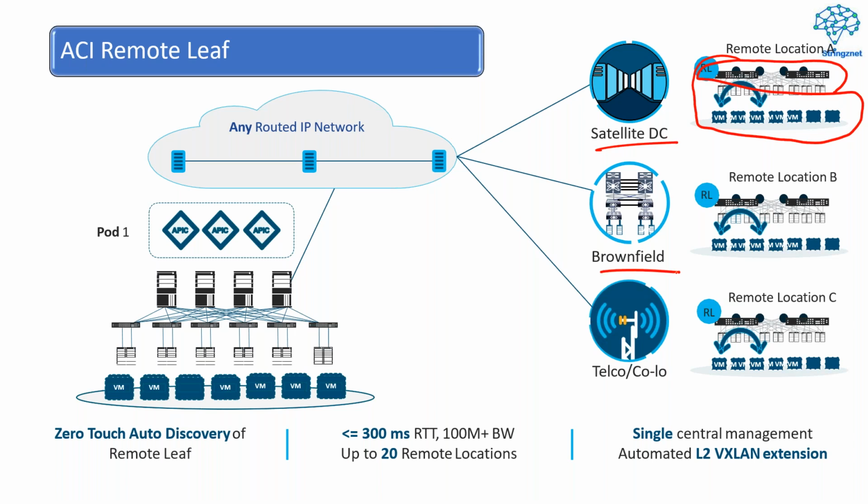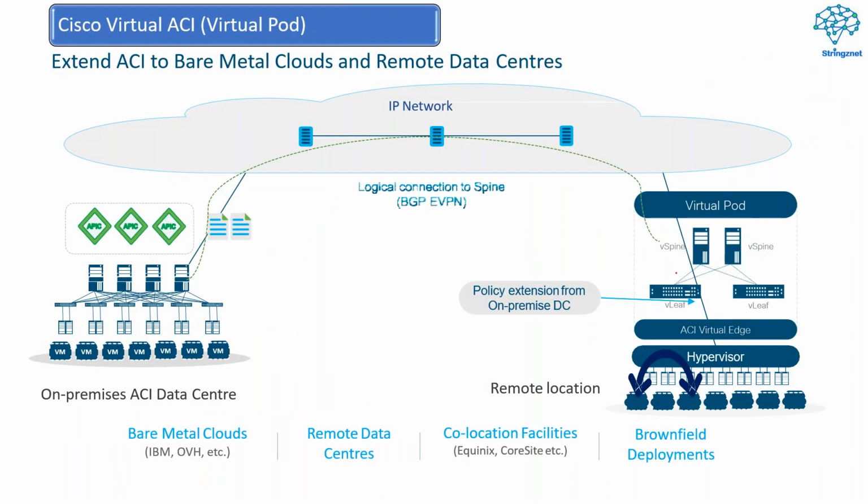brownfield data centers. That means the data centers which are already established. Now we want to bring them into the same APIC, the same ACI fabric. That is done with the help of a concept called remote leaf. The remote leaf concept was introduced in APIC version 4.x onwards. Prior to that, this was not there. Anyway, then there is virtual pod.